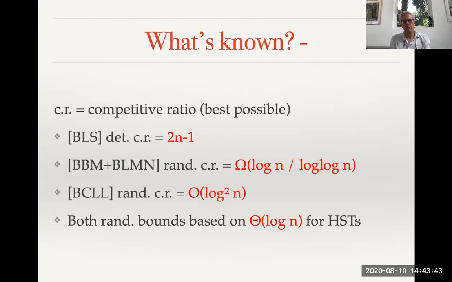So what's known about this in general? The model was introduced in a paper by Borodin, Linial, and Saks. And they showed tight bounds for the deterministic competitive ratio. So in every n-point metric space, the best competitive ratio is exactly 2n-1.